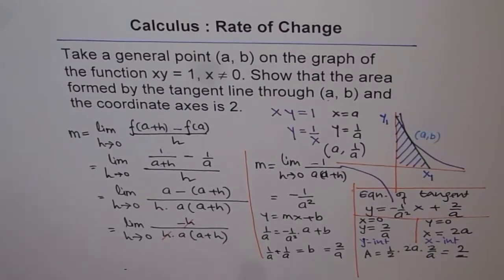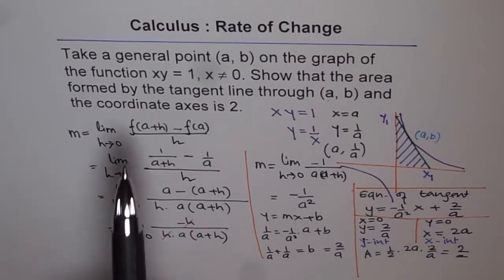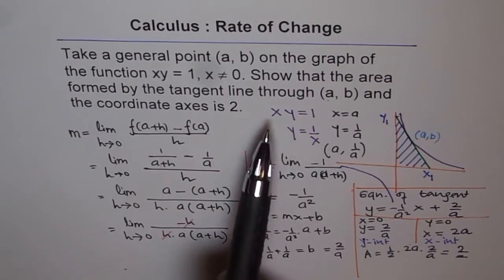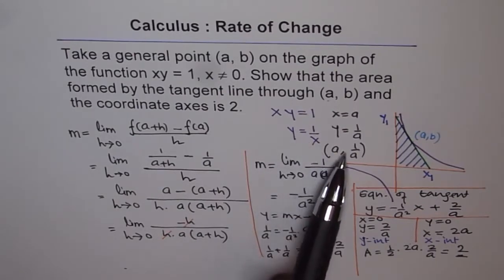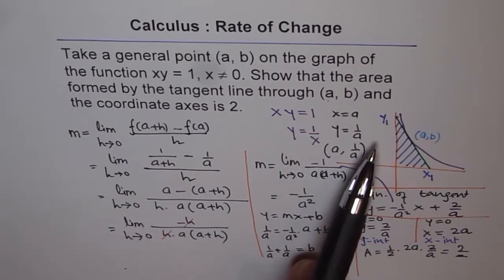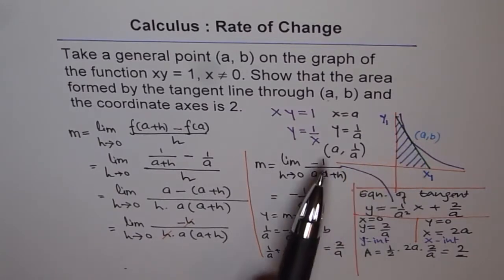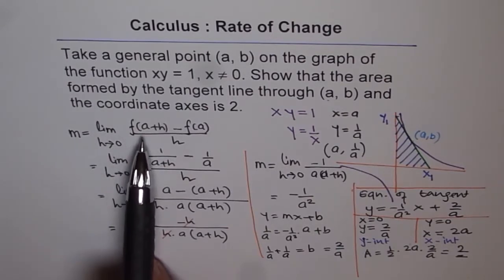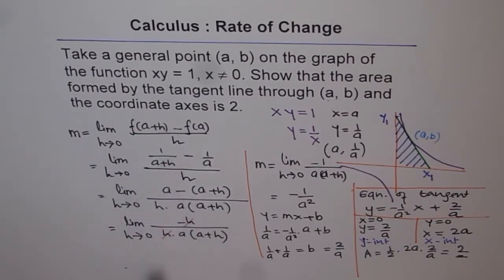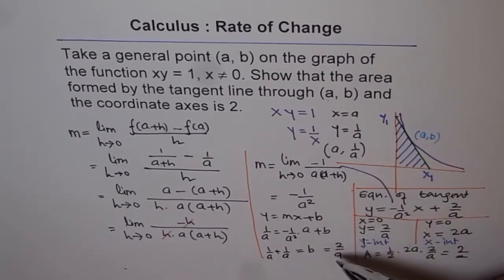So again, let's have a recap on this. The function given to us is xy equals 1, which really implies that y equals 1 over x. When I say y equals 1 over x, then at x equals a, the value of y is 1 over a, correct? So we use this value to find the slope of the tangent line going through point A, B. We used the difference quotient method: limit as h approaches 0 of f of a plus h minus f of a over h, simplified it to get the slope as minus 1 over a squared. And then we utilized the slope and point to get the equation of the line.